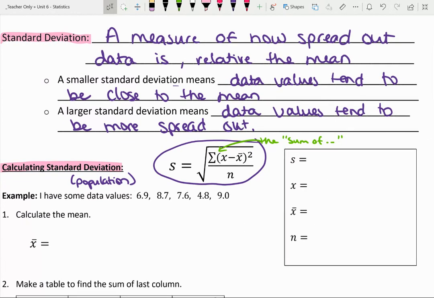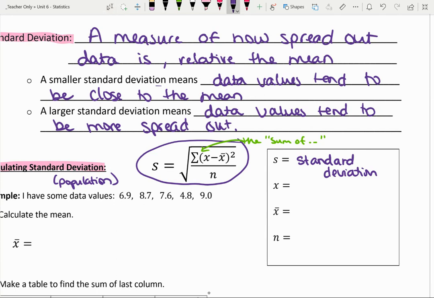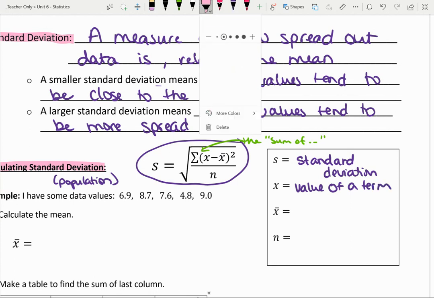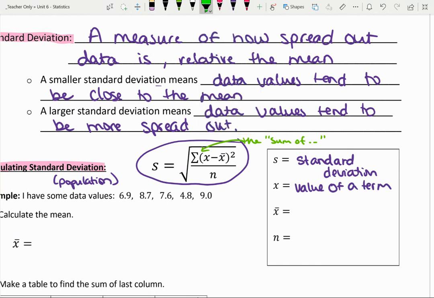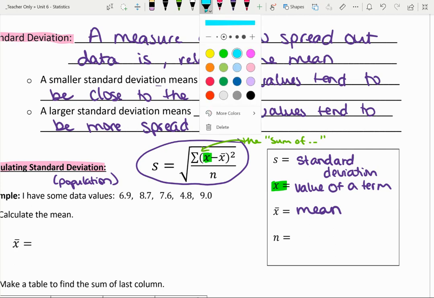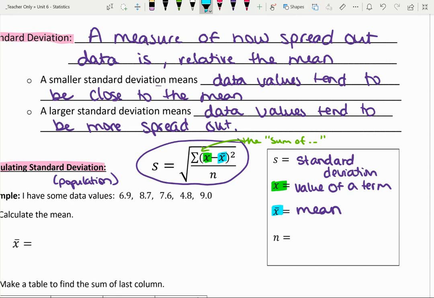Some textbooks will give you this formula and just give you some information. So for instance, S is the standard deviation. Okay, that's the thing that we're calculating. X is the value of a term. So when we see X, we're talking about the value of a specific term that appears in the data. That X bar is actually the mean. We calculated mean yesterday: we add up all the values and we divide by the total number of values. And the N represents the number of data values.